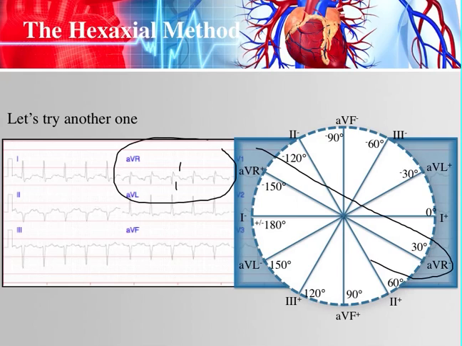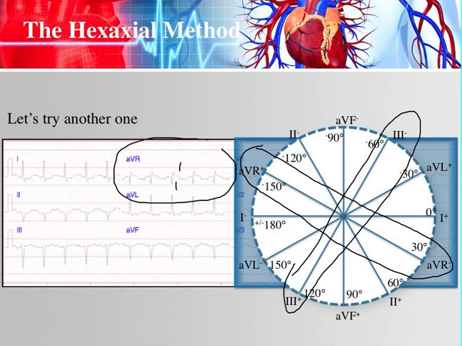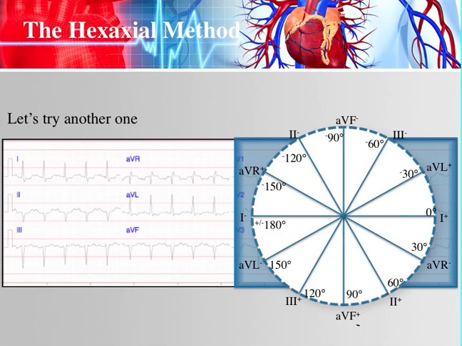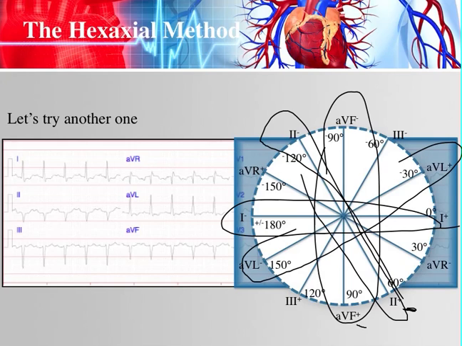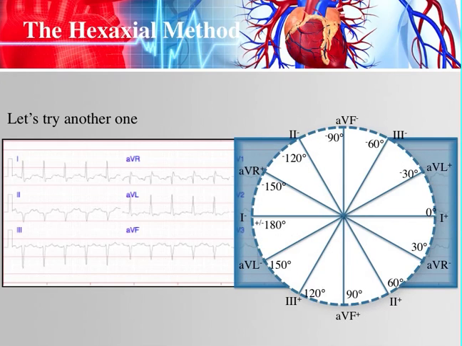Looking over here at AVR, which lead is perpendicular to AVR? Well, that would probably be lead 3, right? And another hint, all your augmented leads are perpendicular to your numbered leads. So lead 1 is perpendicular to AVF. Lead 2 is perpendicular to, we said AVL before. And lead 3 is perpendicular to AVR. So we said lead 3 is our perpendicular lead.